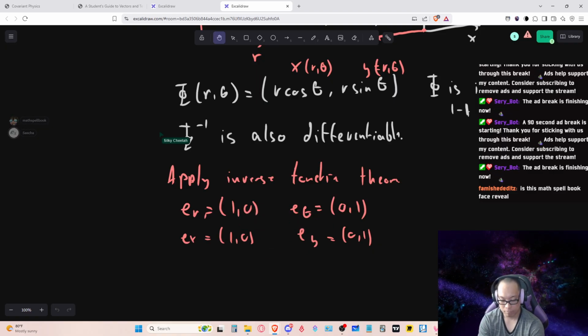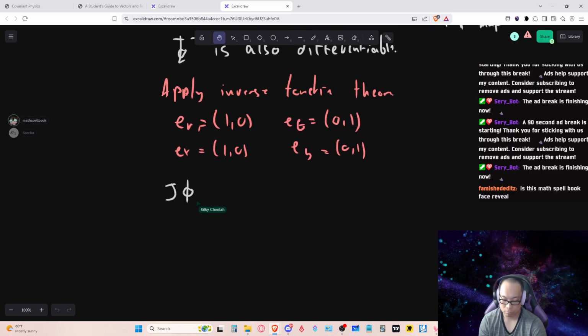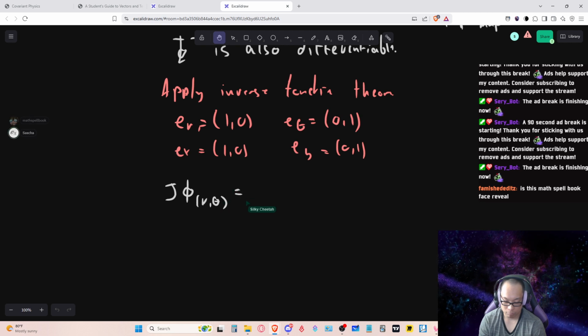And so what will we get? The reason why I took those bases is because now I can compute the Jacobian. Maybe we can say I'm computing the Jacobian at points (r, theta) instead of a domain. So what will it be?